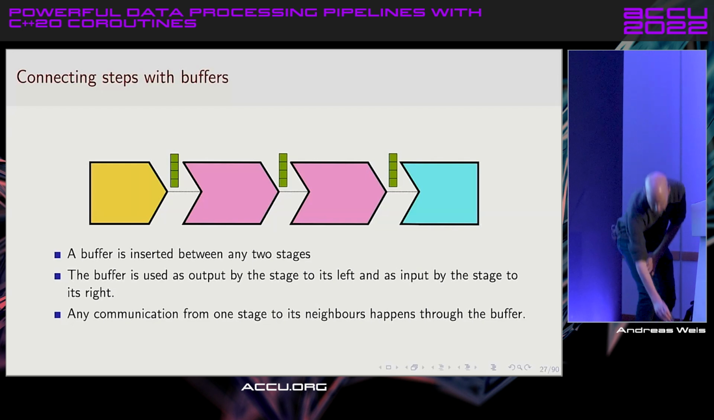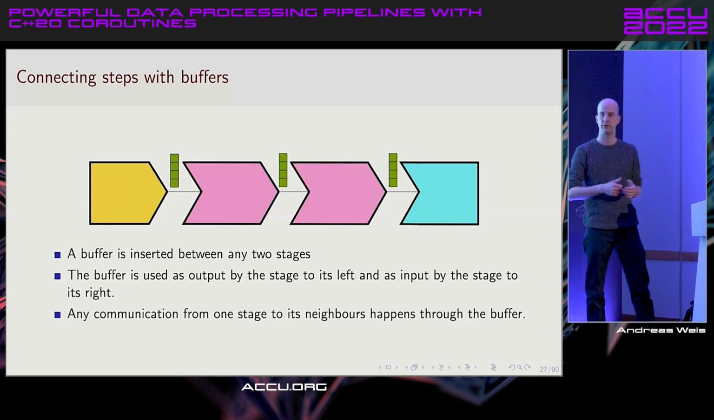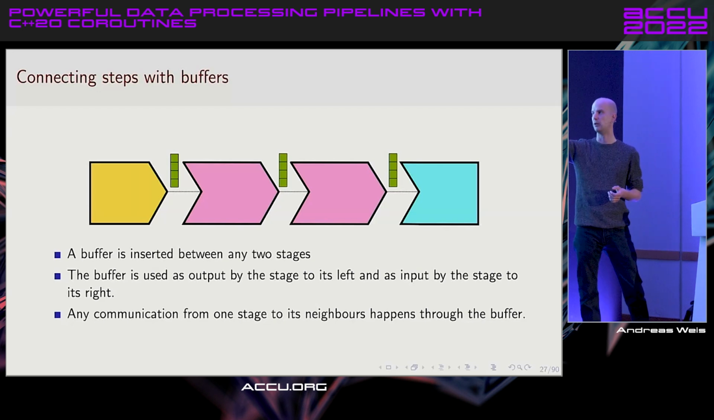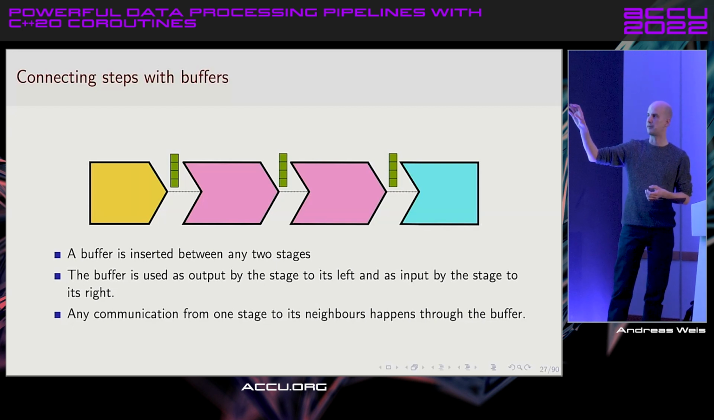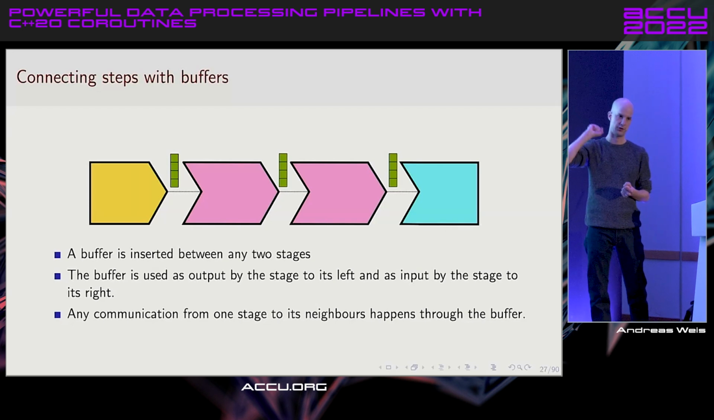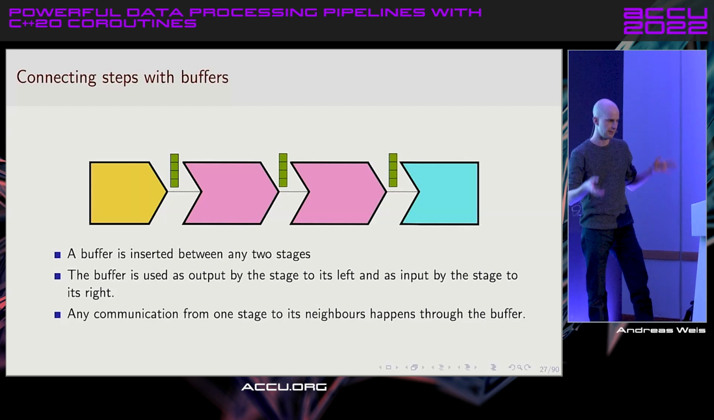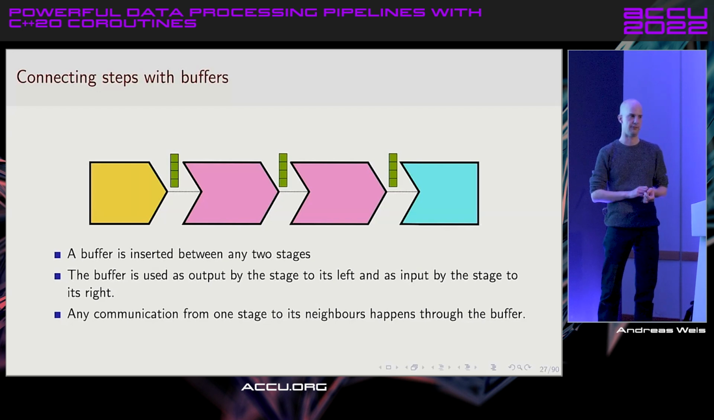So putting this all together now, I arrange my steps in a pipeline, and between two steps I always insert such a buffer. The step on the left will write into the buffer, and the step to the right of the buffer will consume the data from it. And the central role of the buffer here is really that any communication from one stage to the next flows through the buffer. That is really the key.